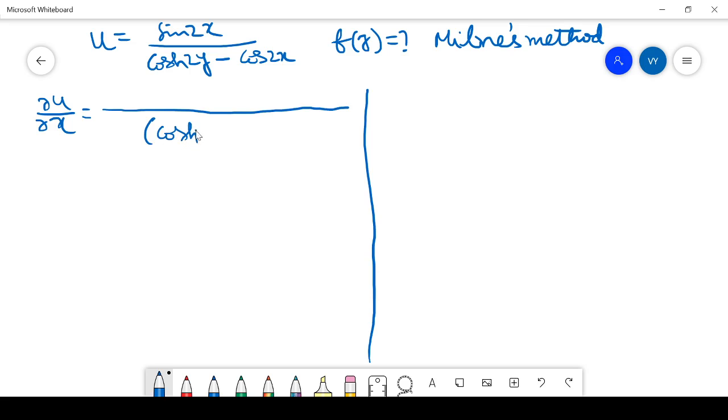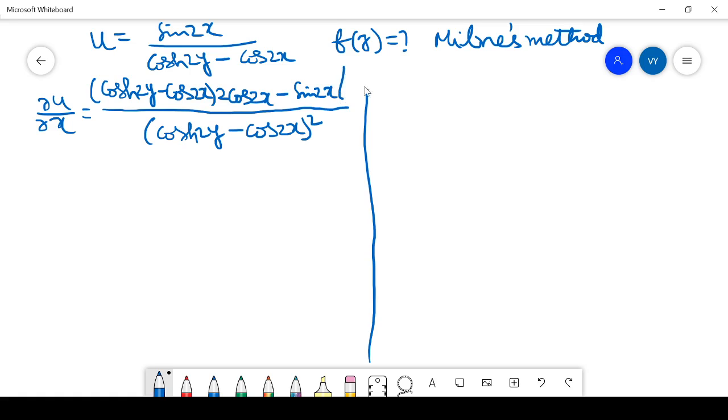You will have cosh 2y minus cos 2x, the whole squared, in the denominator, and in the numerator you will have cosh 2y minus cos 2x, and the differential of sin 2x will be 2 cos 2x, minus sin 2x, and the differential of cosh 2y, which will be minus sin 2x. Already I have a minus sign, so I will have this to be 2 sin 2x.